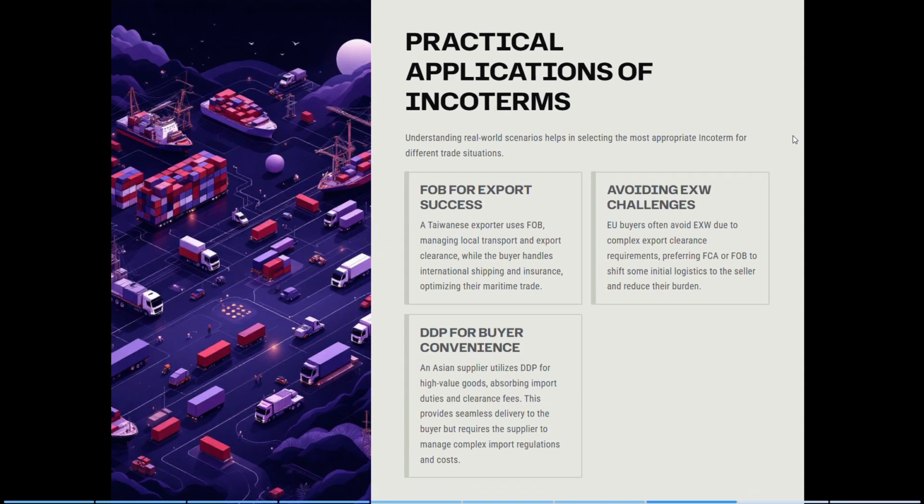In real-world trade, different Incoterms are chosen based on practical needs. For example, a Taiwanese exporter may use FOB to manage local transport and export clearance, while allowing the buyer to control international shipping. Many EU buyers avoid EXW due to complex export procedures. In contrast, DDP is often used for high-value goods to provide seamless door-to-door delivery.